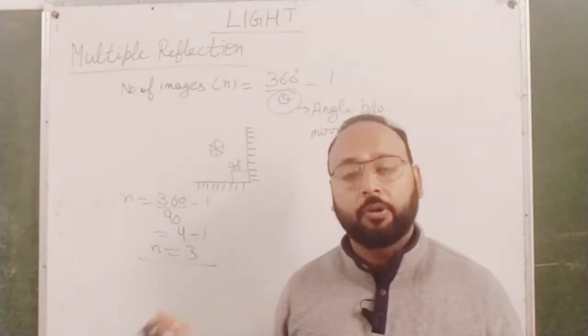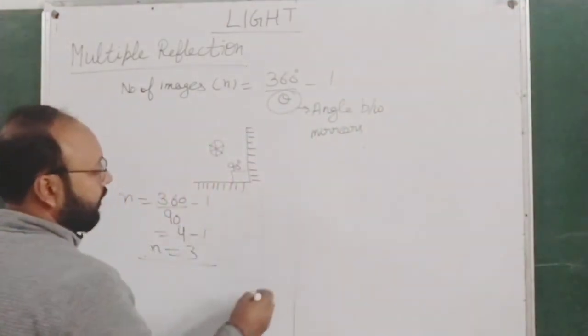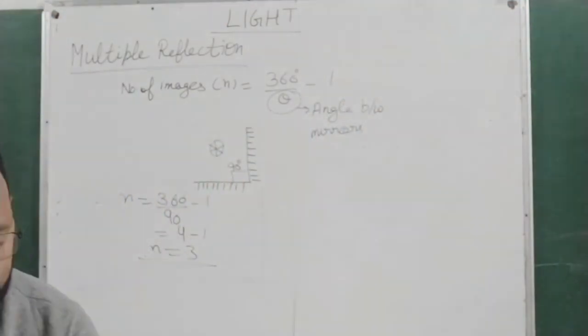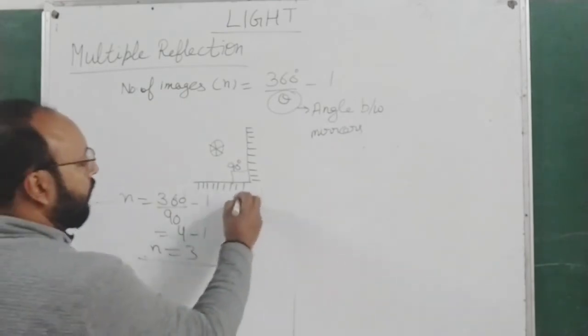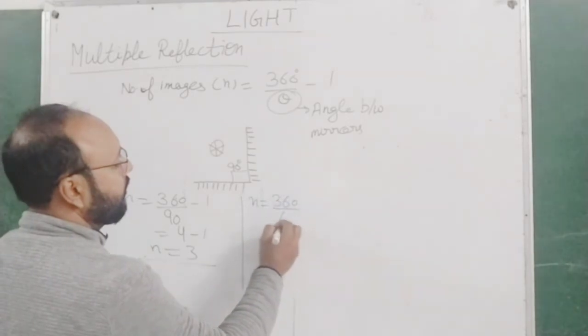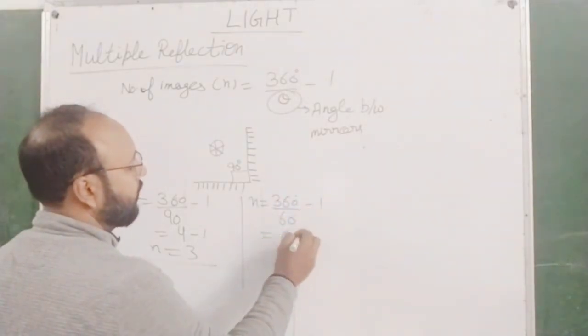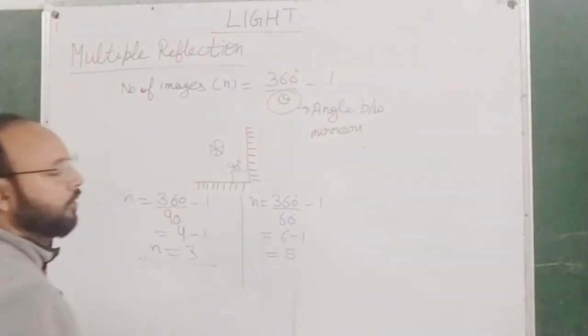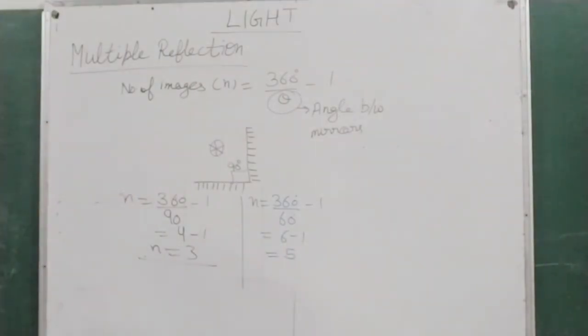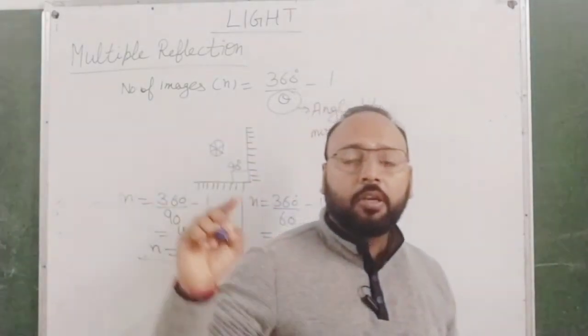Okay. Now if the angle between them is 60 degrees, then what will be the result? n will be equal to 360 degrees by 60 minus 1. 6 minus 1 is equal to 5. Okay. Now I was telling you there are a number of images.